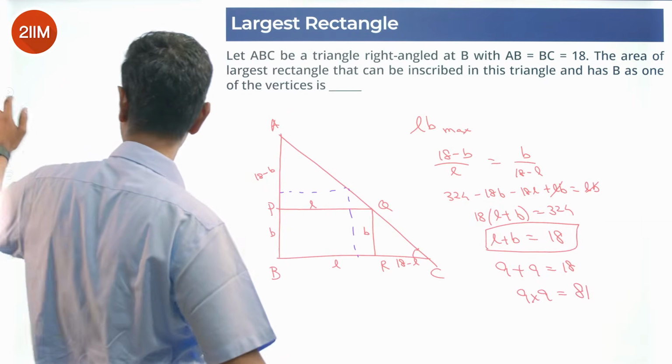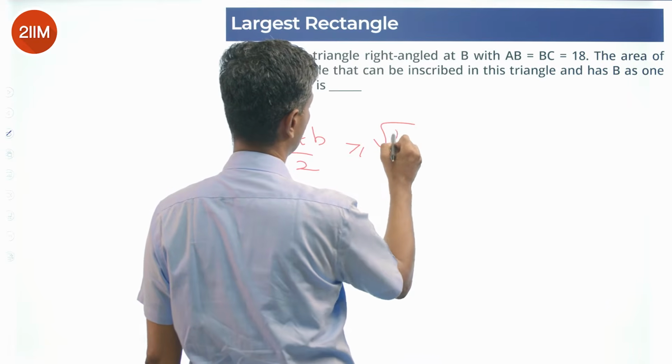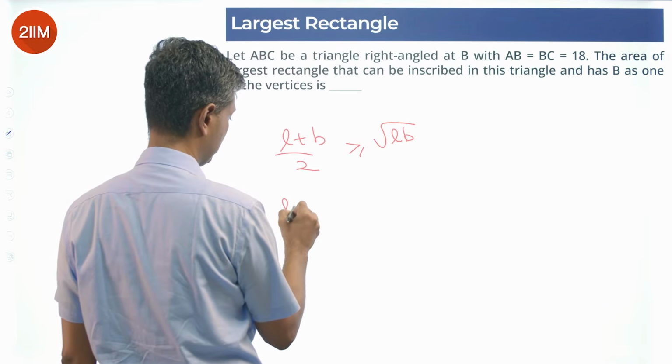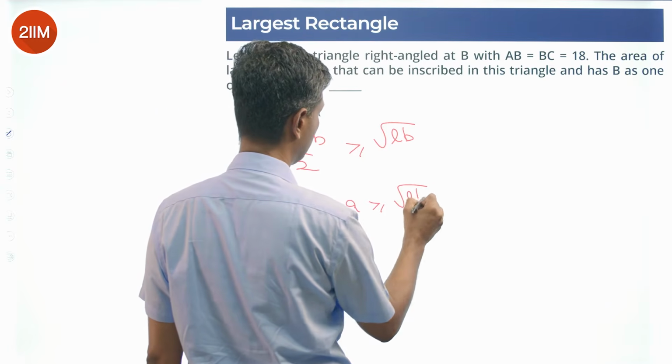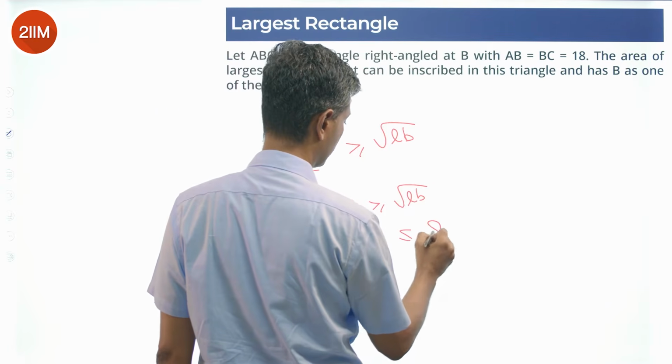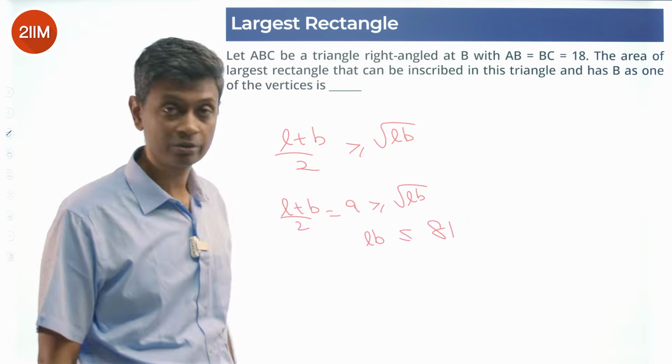The more algebraic way of doing it is L plus B by 2 is greater than or equal to square root of LB. L plus B by 2 is 9, greater than or equal to square root of LB. So LB is not more than 81. Maximum possible area is 81 square units.